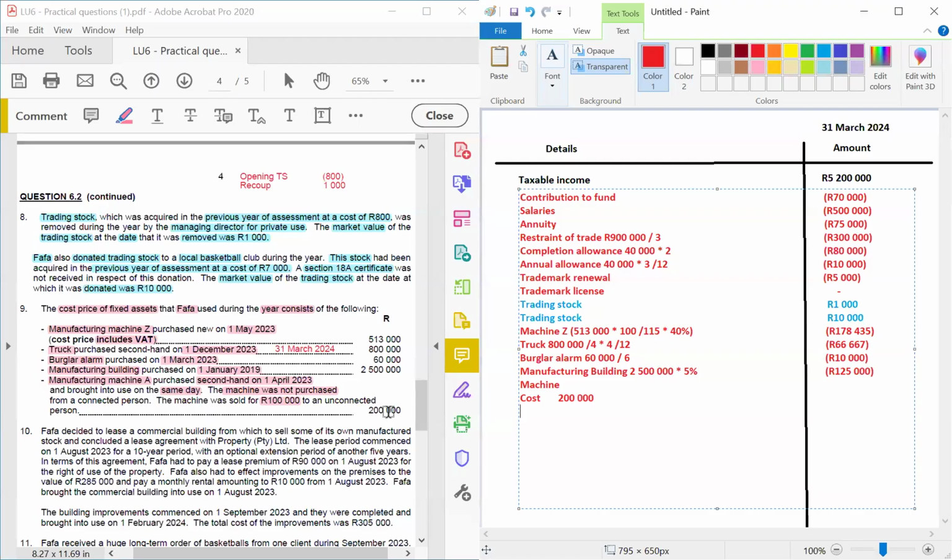And now we have what? This is a manufacturing machine, second hand. What comes to my mind with the words manufacturing machine? Section 12C. This is second hand, so as I mentioned, we are applying 20%. We are not going to be applying the 40%. So this is the allowance, right?